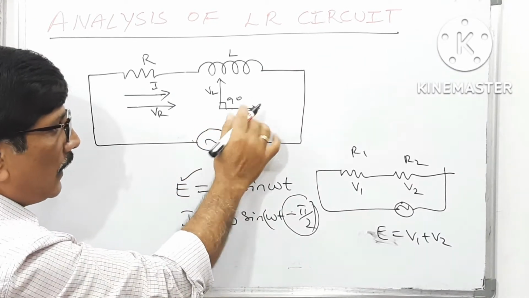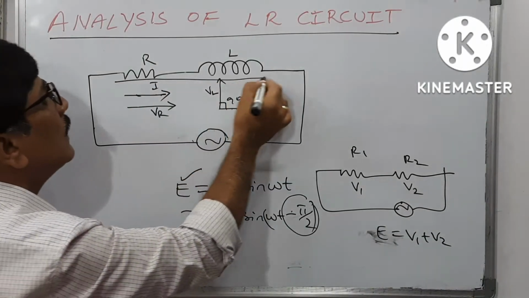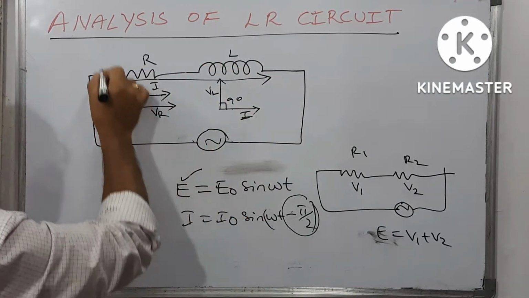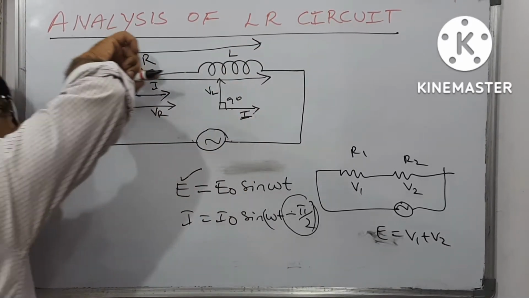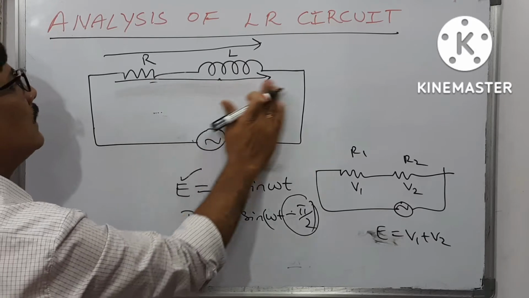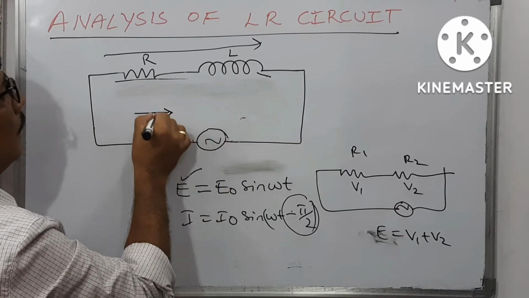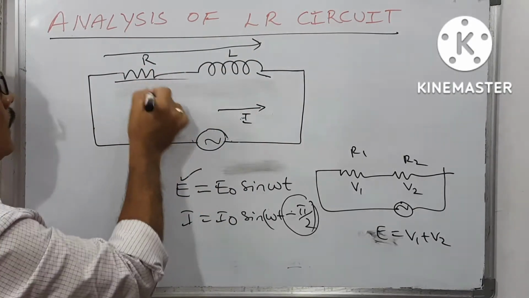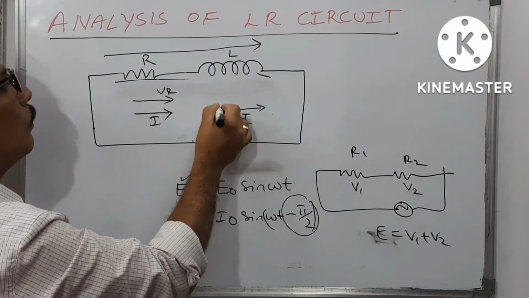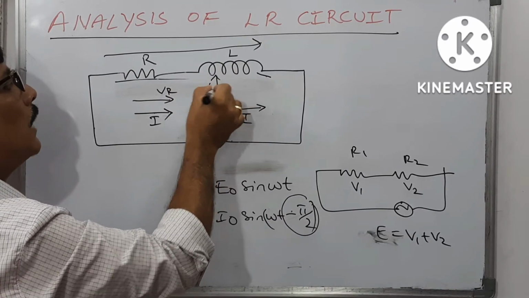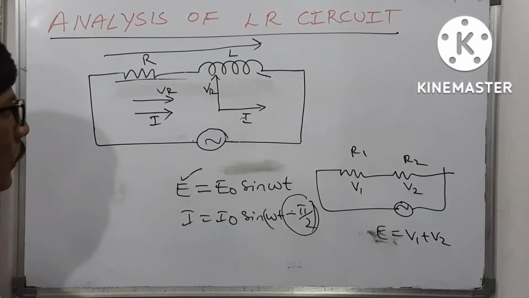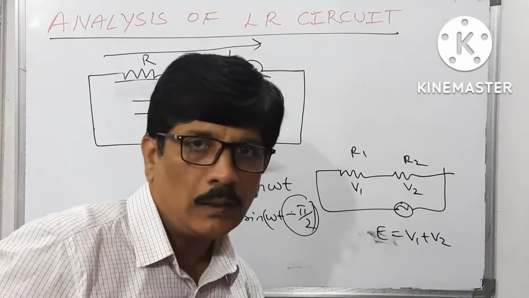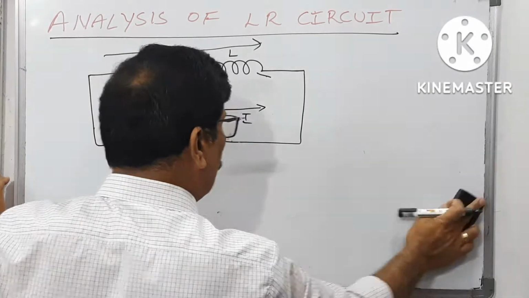Anyway, there is no doubt that this current and this current both are in the same direction, because when the AC source is connected to the resistor and inductor, the current passes through this resistor and this inductor. The direction of the current is the same in both. But voltage across the resistor is in this direction, and voltage across the inductor is in this direction, which we already discussed. Now I am going to explain what is the combined effect of these two. Okay, let us go for that.